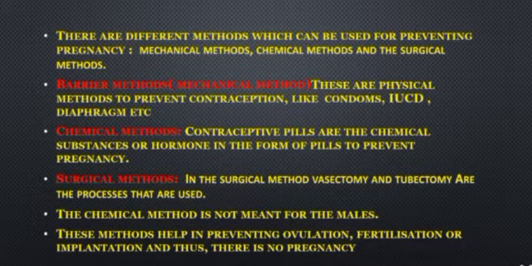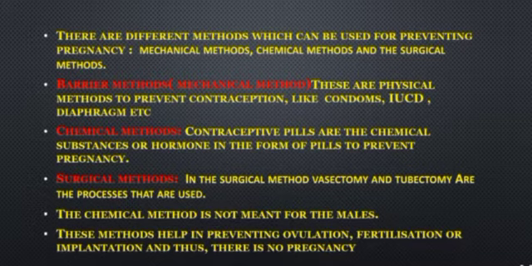Chemical methods: contraceptive pills are chemical substances or hormones in the form of pills to prevent pregnancy. This is the second method of preventing pregnancy, and we know that taking pills continuously for preventing pregnancy is not good for the body because it will have a lot of side effects too.